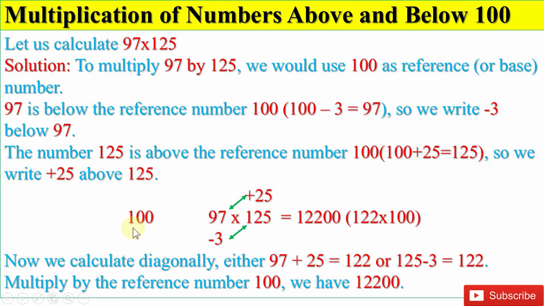Here 100 is reference number, 97 is 3 less than 100. So, minus 3 is written below 97. 125 is 25 more than 100. So, plus 25 is written above 125. Now, we calculate diagonally either 97 plus 25 or 125 minus 3. 97 plus 25 is equal to 122, or 125 minus 3 is equal to 122.